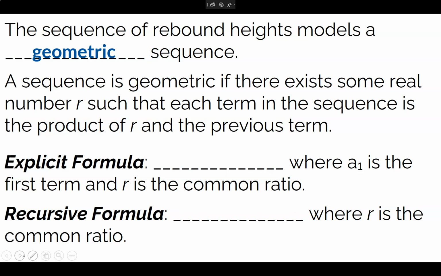Our explicit formula, where A1 is the first term, is going to be A1 times R raised to the n minus 1. We talked about doing n minus 1 because you can't use A1 twice. You have to subtract it out of there. Remember, n's how many terms I have. If I've already used my first term, I got to take it out of that exponent. And then recursive formula, we use the previous value and then multiplied it by my ratio. This is what we did Tuesday. This is a summary of Tuesday.